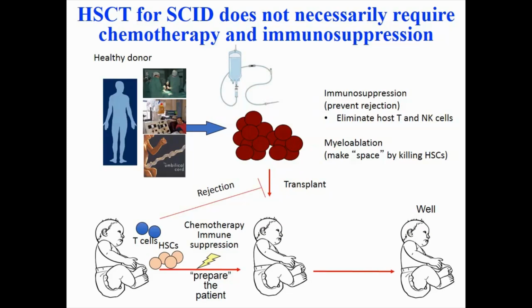If you have a SCID baby, things are different because in a SCID baby, as I mentioned at the beginning, there are no T cells around. So in theory, the baby is incapable of rejecting the transplant.